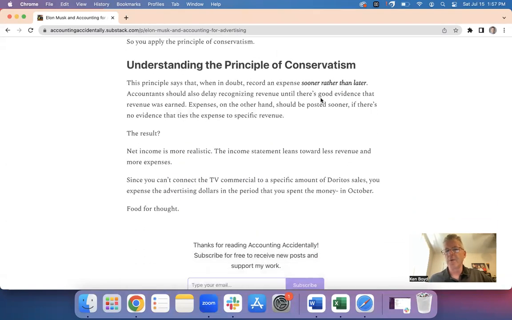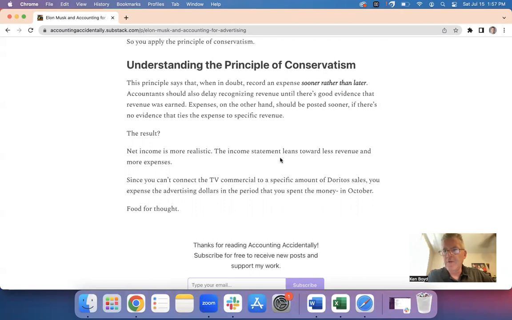This principle says that when in doubt, recognize expenses sooner rather than later. Accountants should also delay recognizing revenue until there's good evidence that the revenue is earned. Expenses, on the other hand, should be posted sooner if there's no evidence that ties the expense to specific revenue. So recognize expenses sooner if there's any doubt, recognize revenue later if there's any doubt. And the result is that net income is more realistic.